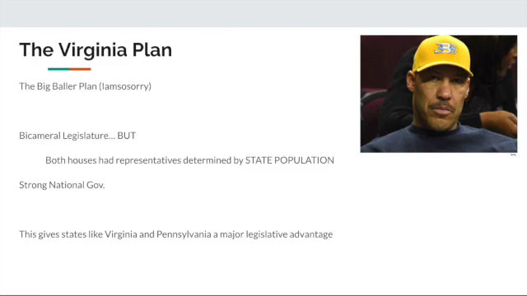Virginia, Pennsylvania, to a lesser extent New York, going to be all over this one. They would be the ones to benefit, whereas states like Massachusetts, or especially the more southern states like South Carolina and Georgia, would be getting the short shrift here. So, Virginia plan. Again, I cannot stress this enough. Key it in with state population and bicameral legislature.